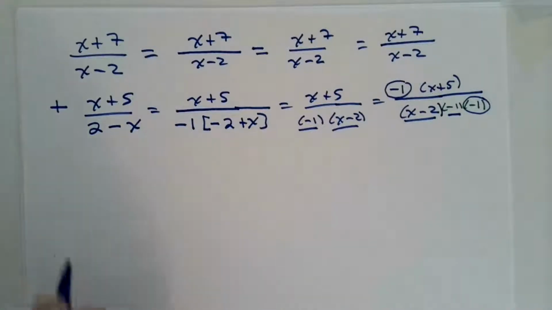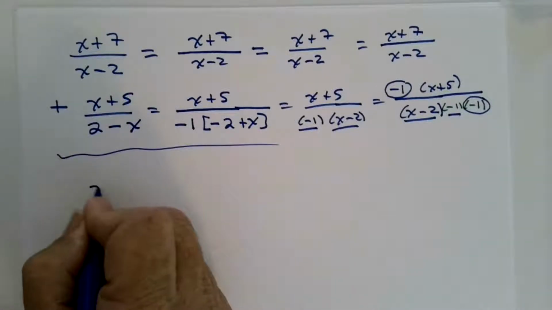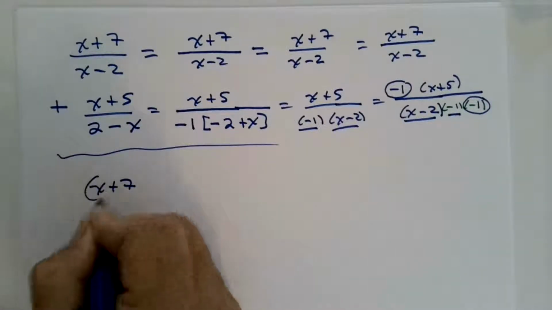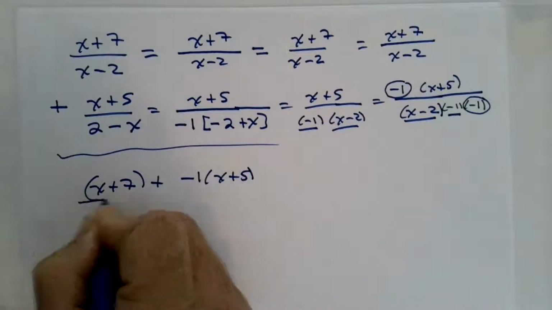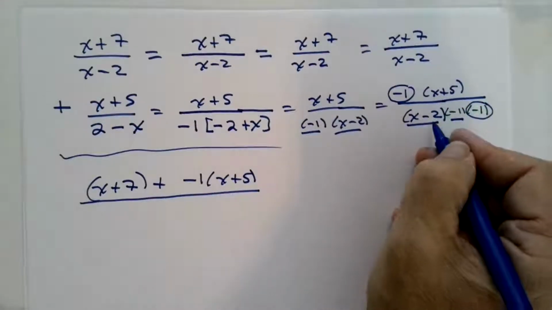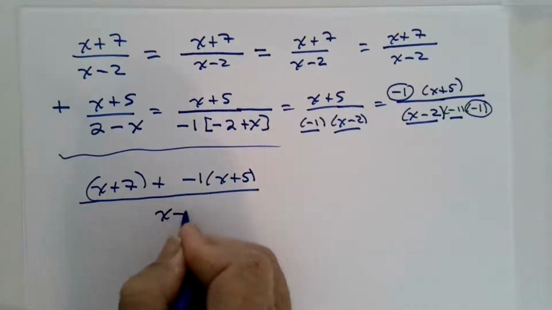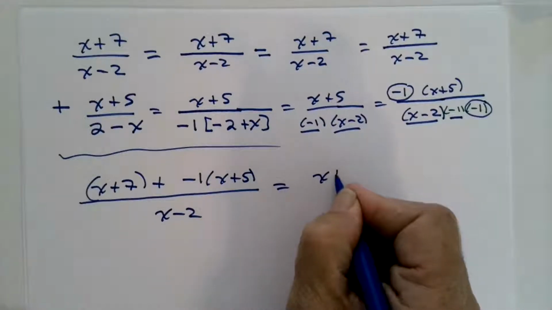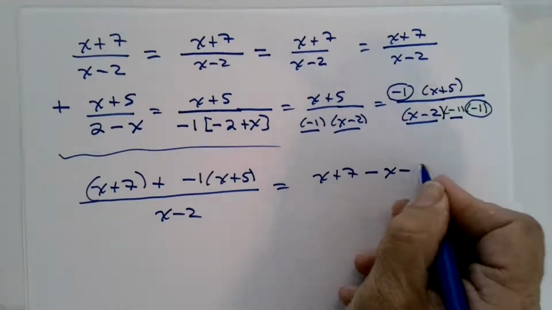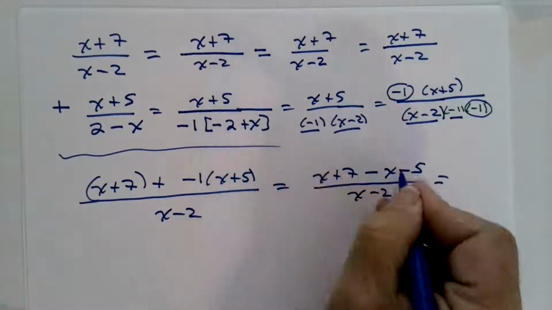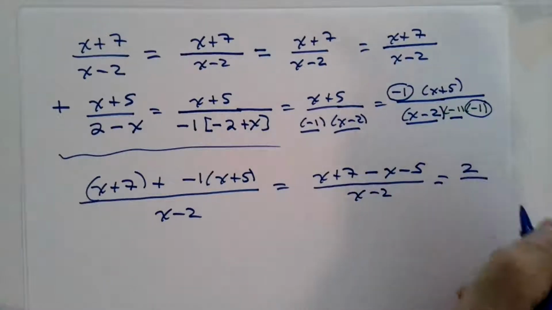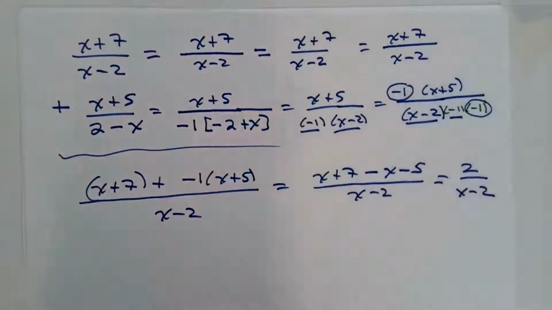So when we put this together, then I get x plus 7 plus -1 times x plus 5 all over the common denominator, which is x minus 2 times -1 times -1, which is just x minus 2. So I get x plus 7 minus x minus 5 over x minus 2. X minus x is gone. 7 minus 5 is just 2 over x minus 2. So that's a little challenging if we want to get it to that point.